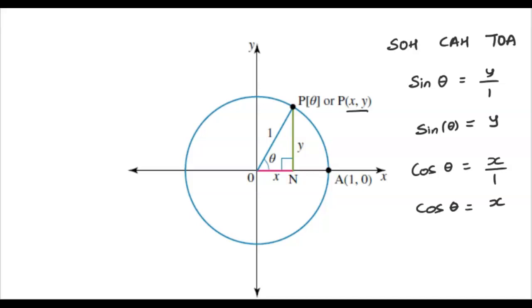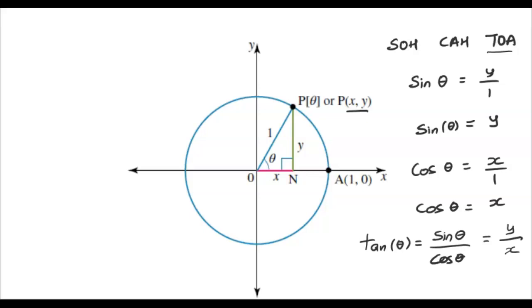Now for tan theta, there are a couple of ways we can find it. We can simply go opposite over adjacent, or we can also use tan theta equals sine theta divided by cos theta. We've just figured out that sine theta is equal to the y coordinate of point P, and cos theta is equal to the x coordinate of point P. So we can conclude that tan theta is equal to y divided by x.